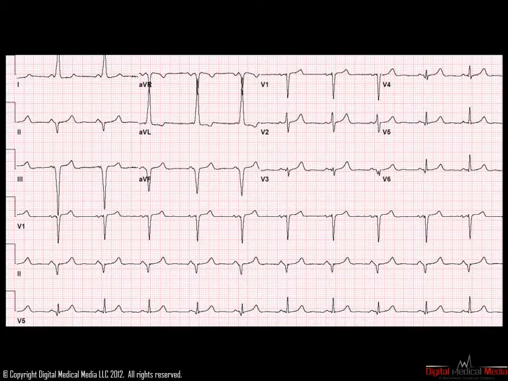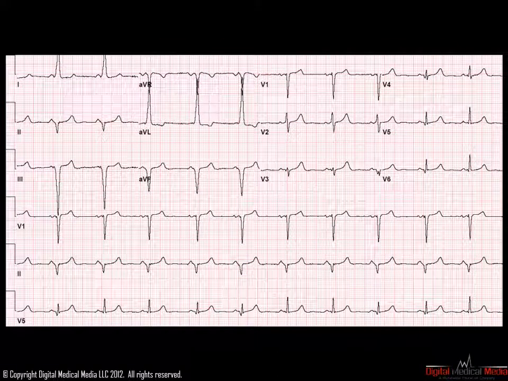The final cause of a short PR interval on a 12-lead ECG is seen in this tracing. The PR interval across all of these leads is well under 120 milliseconds, and again, the PR segment seems to be missing between the P wave and the QRS. What is different about this particular ECG as opposed to accelerated AV conduction is that the beginning of the QRS complex is sloped rather than vertical.